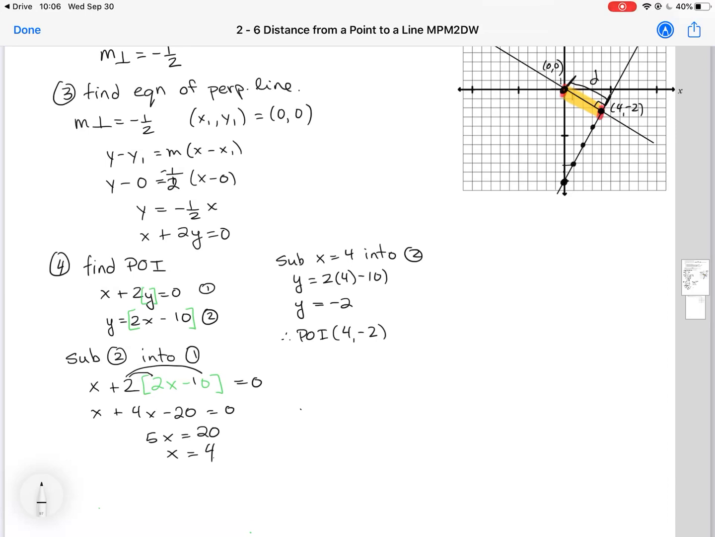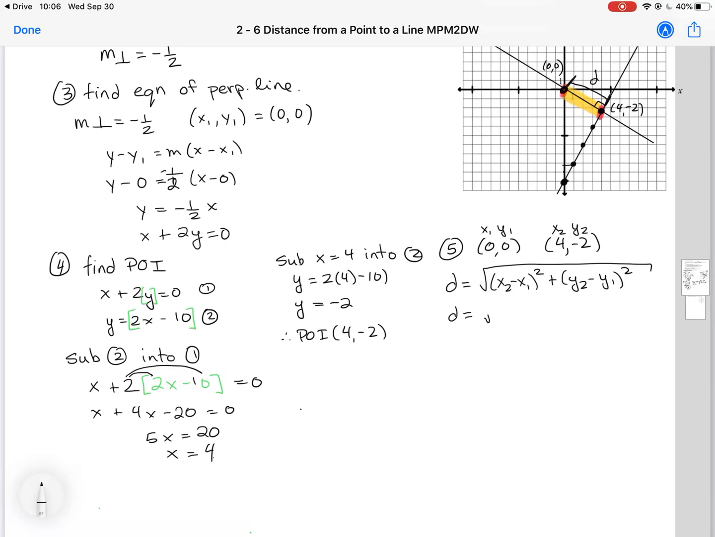Now the last thing that I'm going to do is find the distance, which is really what I was asked to do in the first place. I know my first point is 0, 0. I know my second point is my point of intersection, 4, -2. And I know my distance formula is the square root of (x2 minus x1) squared plus (y2 minus y1) squared. I have x1, y1, and x2, y2.